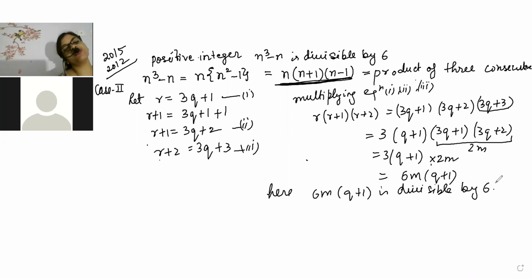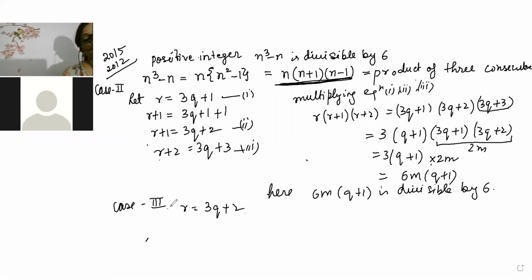So that means, when you took r is equal to 3q, it was divisible by 6. When you took r is equal to 3q plus 1, it was divisible by 6. Now take case 3, when you take r is equal to 3q plus 2 beta. Now beta, again take it as equation 4. Then r plus 1 will become 3q plus 3, and r plus 2 will become 3q plus 4. Now beta, we will multiply all this.